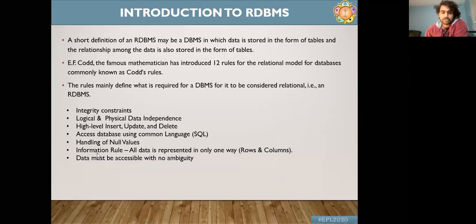Coming to the next rule, it's the information rule. All data is represented in only one way, that is rows and columns. Rows and columns are like when you are sitting in a classroom, where you have multiple rows and columns where we all sit in our classes. So we might have maybe 3 columns and multiple rows in those 3 columns, right? We will see how exactly it is.